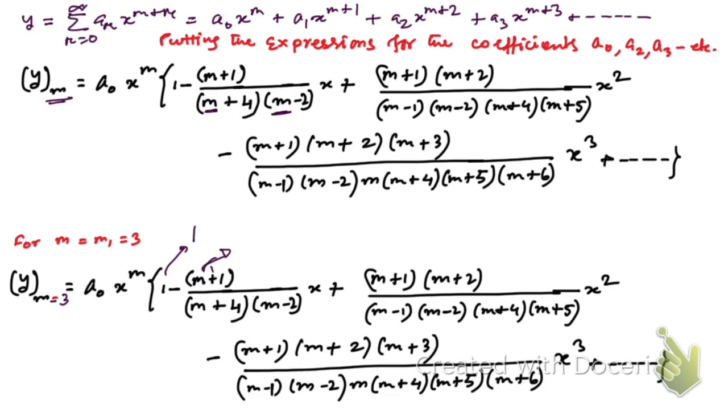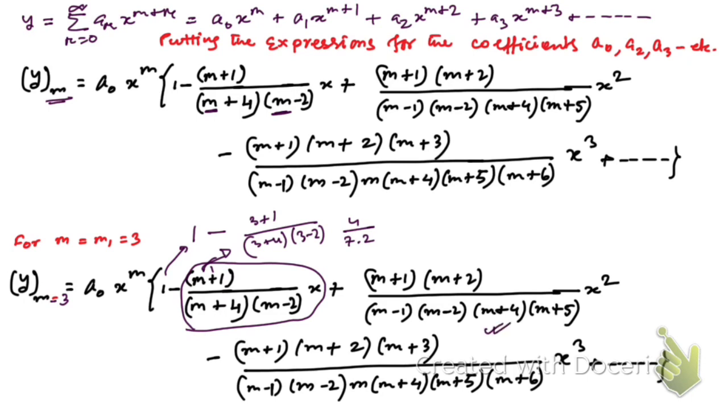From 1 we're going to get 1 only. So here, from the second term, if you put m equal to 3, then 3 plus 1 by 3 plus 4 into 3 minus 2, that's what we're going to have, which becomes 4 by 7 into 2.